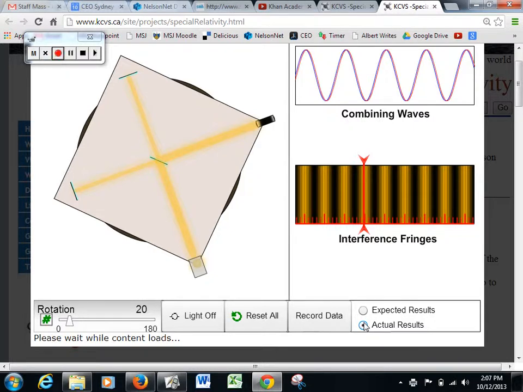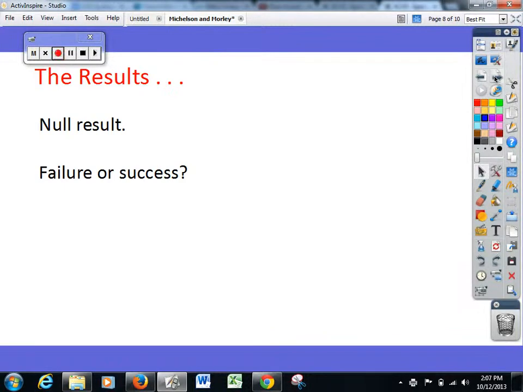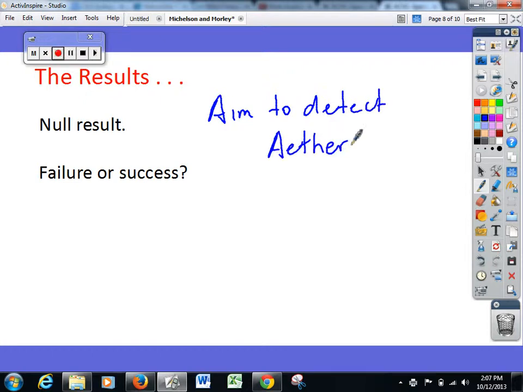So what is the upshot? The result is they got a null result. So null meaning they did not prove their aim. So their aim was to detect the ether. That was the aim of their experiment. And the null result was the ether could not be detected.